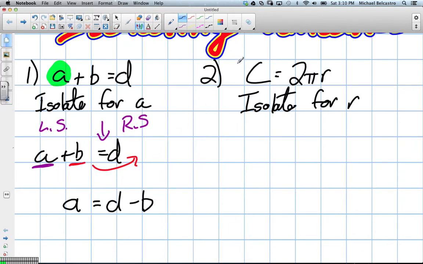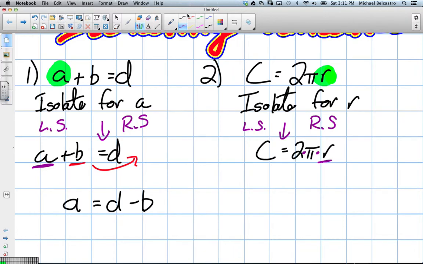The second question they've given us is a circumference. Circumference is equal to 2 pi r, and they want us to isolate for r. This one's a little trickier. Same idea: C equals 2 pi r. Our equal sign is the middle of our equation, with a left side and a right side. R is already on the right side, so we want to keep it there. Now, this operation means 2 times pi times r, so we can move both of them at once if we like.